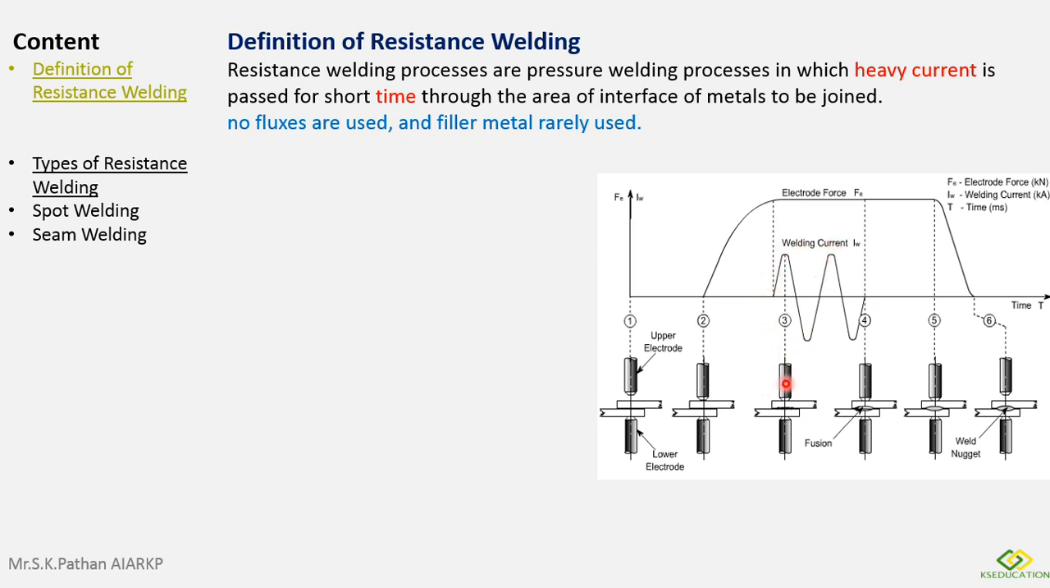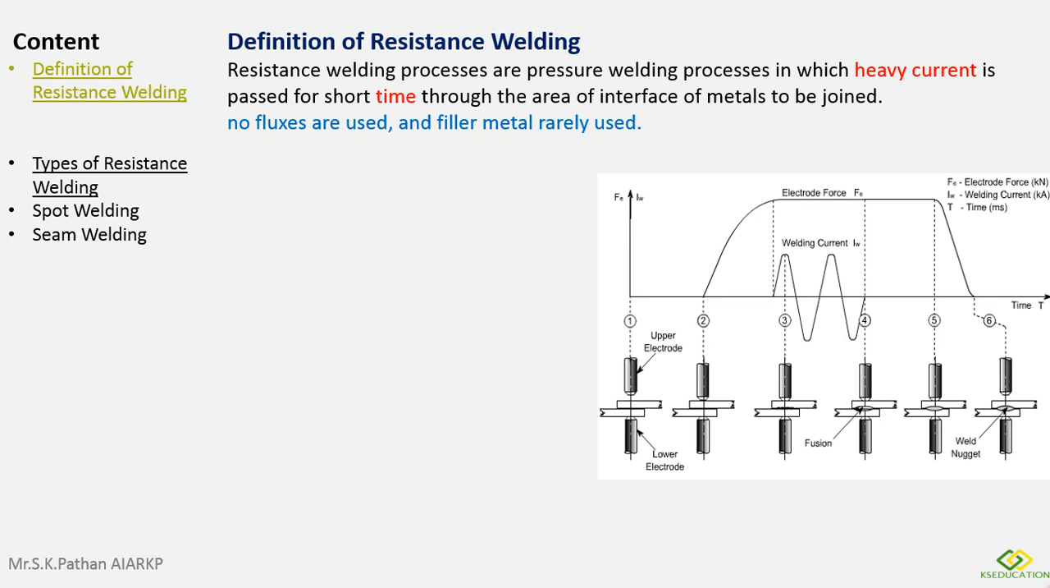and this passes through the electrodes from upper and lower, and because of the air trapped in between these two plates, resistance occurs, and because of that resistance this weld nugget is formed.